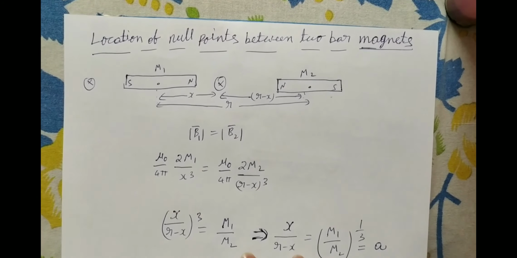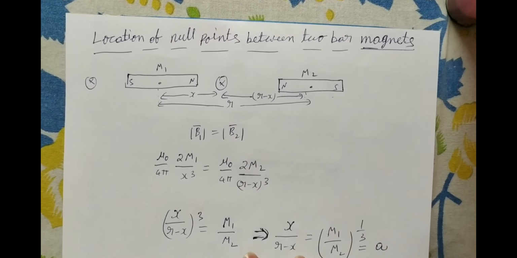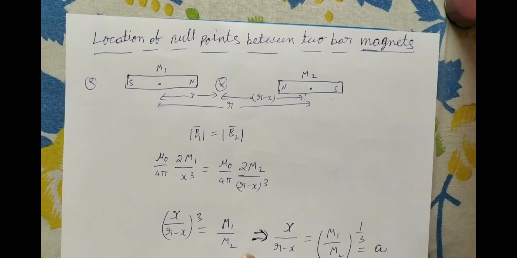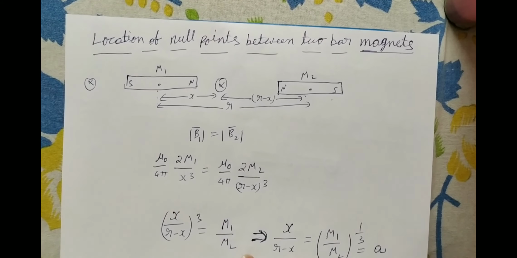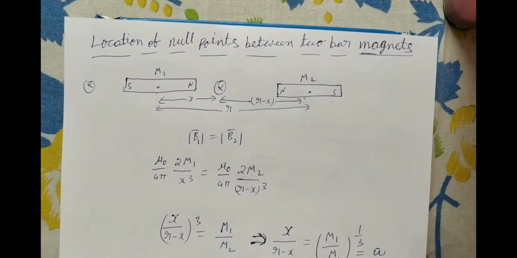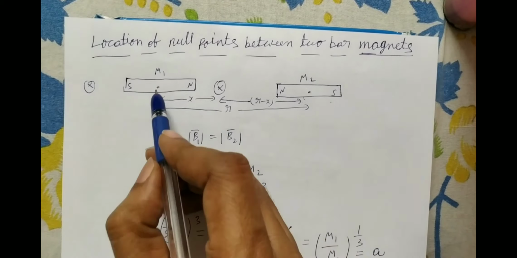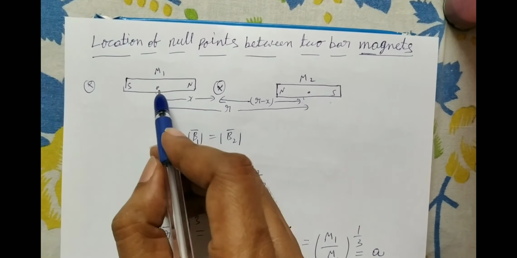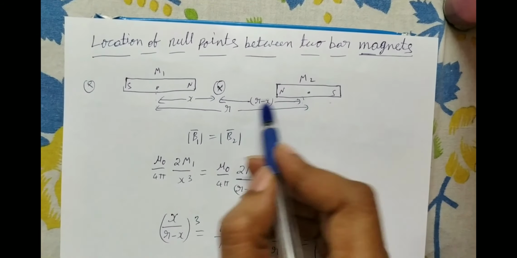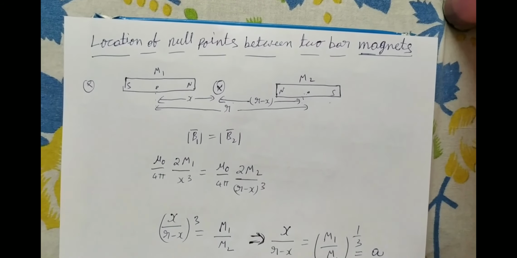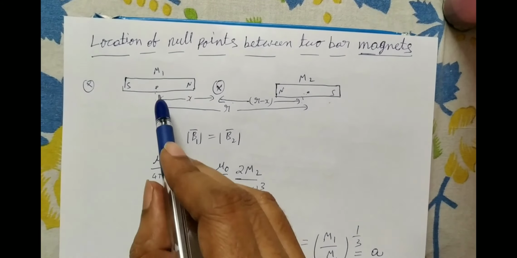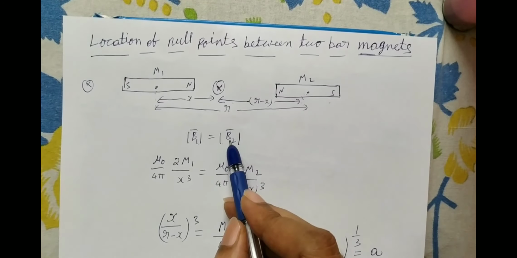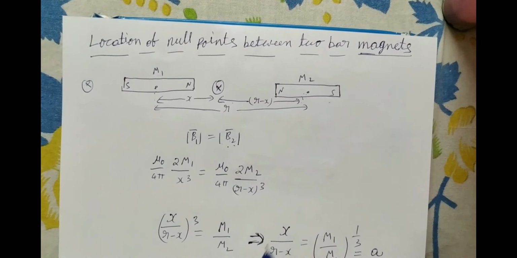Now we'll see the location of null points between two bar magnets. In the previous case it was between two isolated poles, and now between two bar magnets. Take two short bar magnets of magnetic moments M1 and M2, with centers separated by a distance r, and assume the null point is at x distance from the first magnet and r minus x from the second magnet. Here also the magnetic field due to the first bar magnet is numerically equal to that due to the second bar magnet. That's why I equate the magnitudes here.